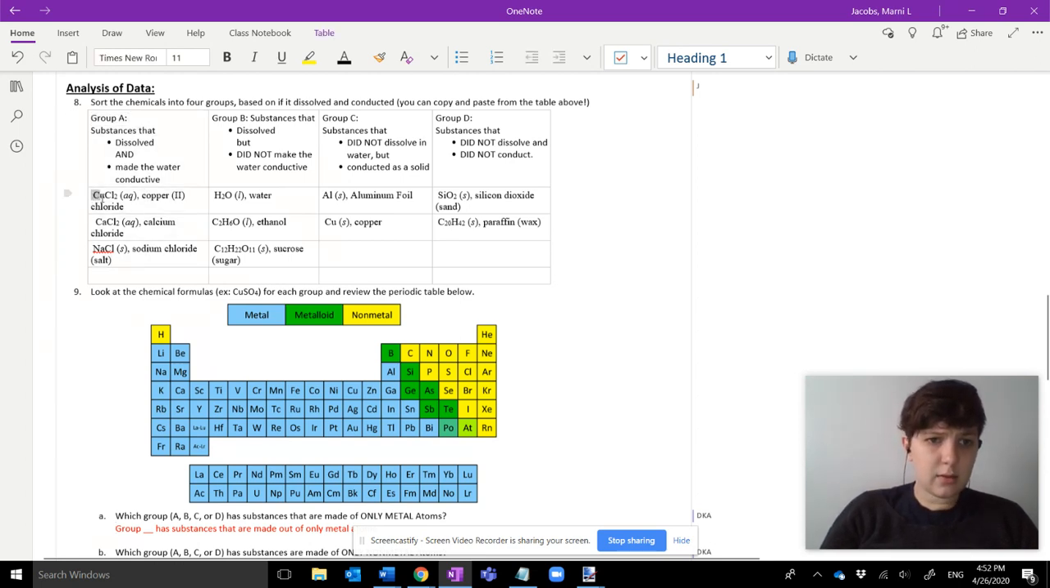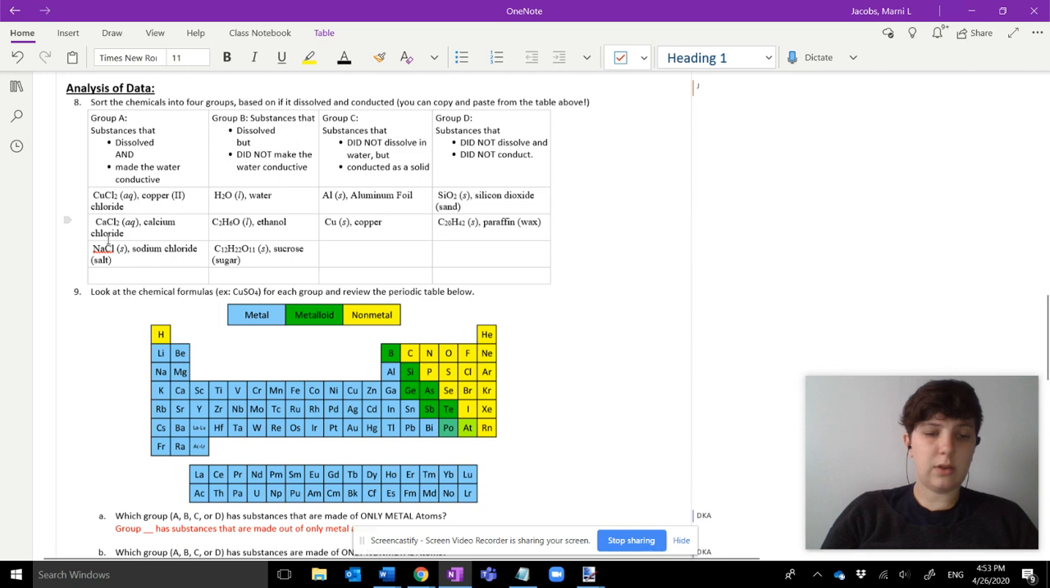Group A has copper chloride, calcium chloride, and sodium chloride. So let's find some of those. Copper is right here in the middle. It's blue, so that one is a metal. And chloride is what we call it when it's in the compound. But remember, the atom is chlorine, and that's way over here on the right. That's a yellow nonmetal atom. So copper and chlorine are a metal and a nonmetal.